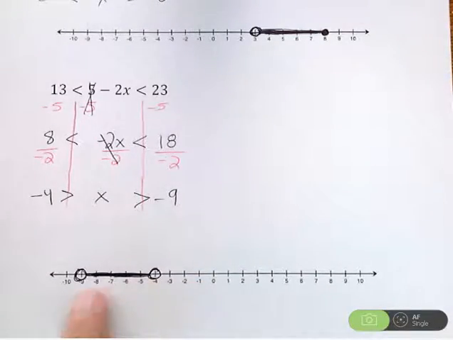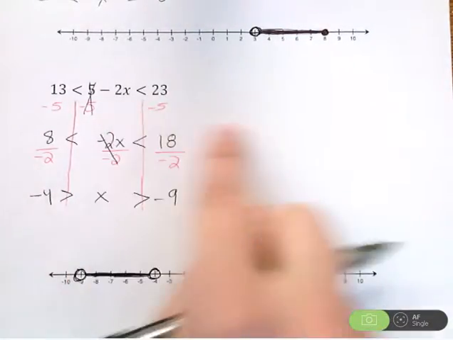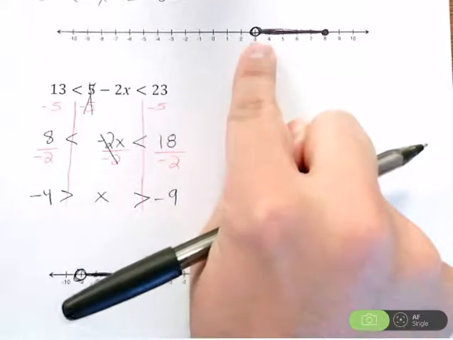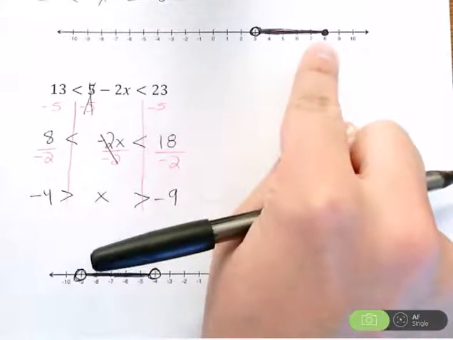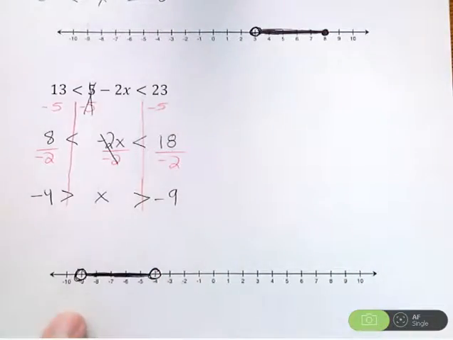What that means is all the numbers that are shaded in here are solutions to this problem, just like this one up above. All numbers that are shaded, so not the 3, but 4, 5, 6, 7, and 8 are all answers to that above problem. Negative 8, negative 7, negative 6, negative 5 are all answers to this problem.